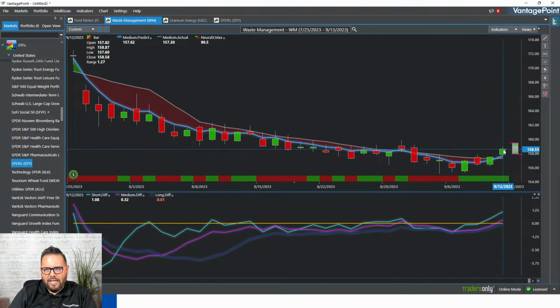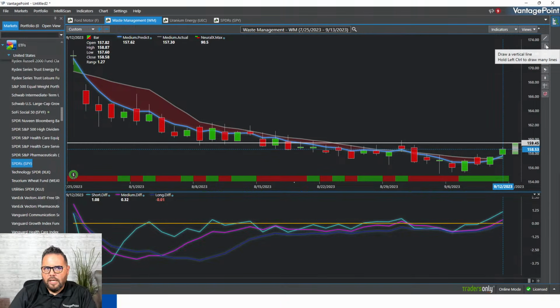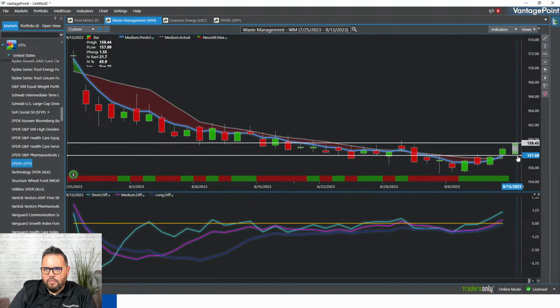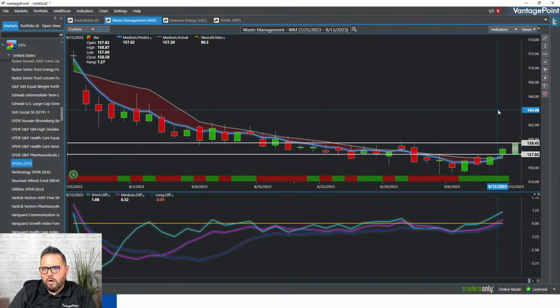Knowing that that's the case, and knowing I've got a predicted high and a predicted low right here, I'm going to put some lines on this. I am just going to mark the predicted high with a white line roughly, and I'm going to mark the predicted low with a white line roughly, for those of you that don't use VantagePoint, so that you can see where those levels are. In an ideal world, I'm only looking for a strike price in between those two lines.